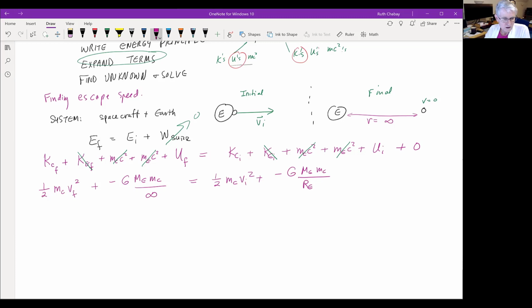Now notice here, before we go any further, that this is an interesting equation because the mass of the spacecraft appears in the numerator of each term. So actually, we could divide through by that. It cancels out, so this is true for any value of the mass of the spacecraft or a rock or whatever. Anything trying to escape from the Earth would actually have to have the same initial speed to do that.